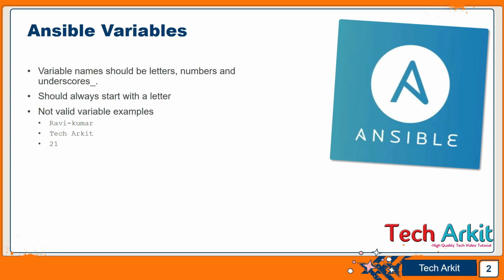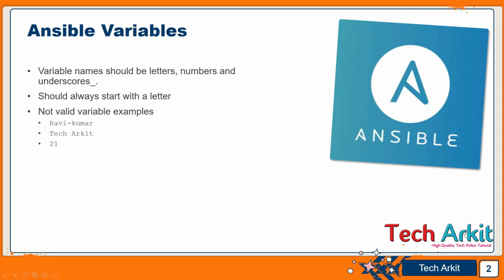Now let's see how we can write variables. Ansible variable names should be letters, numbers and underscores. Like in different languages, for example in shell scripting, we also use variables, and it should start with a letter or underscore. But there are some criteria where you should not use a variable name. It should always start with a letter. So, not valid variable examples here.